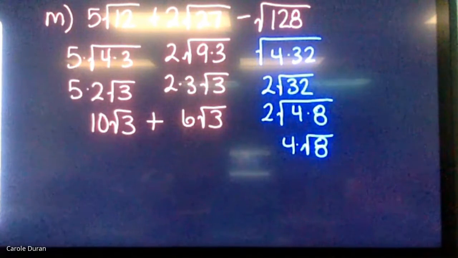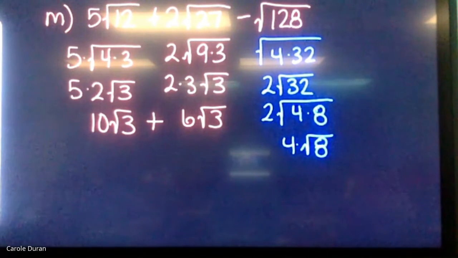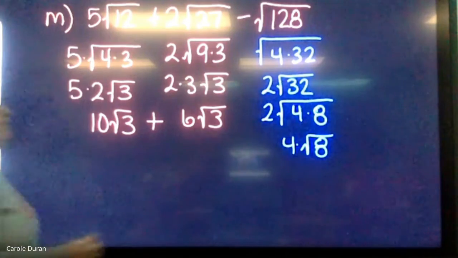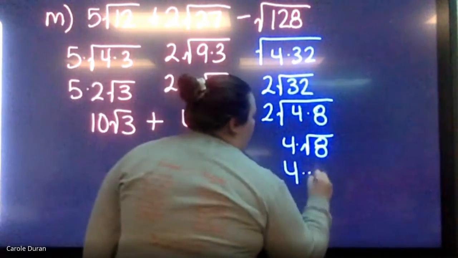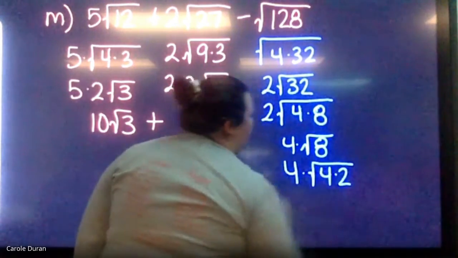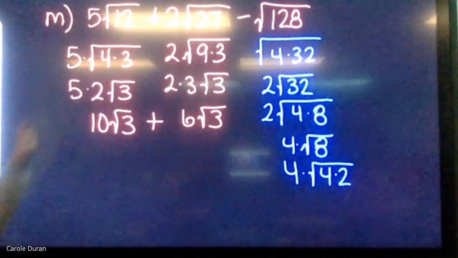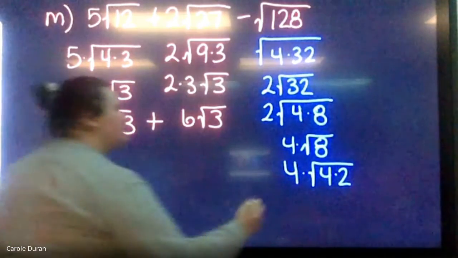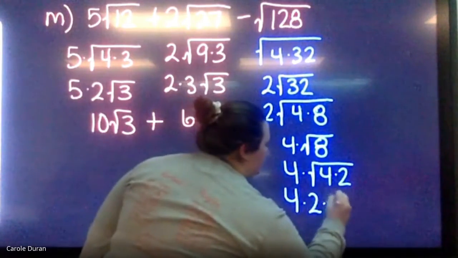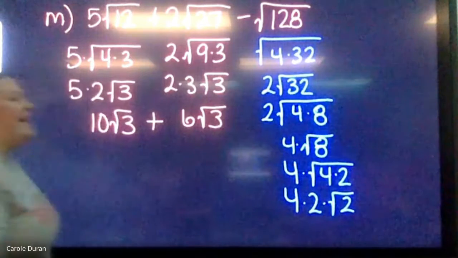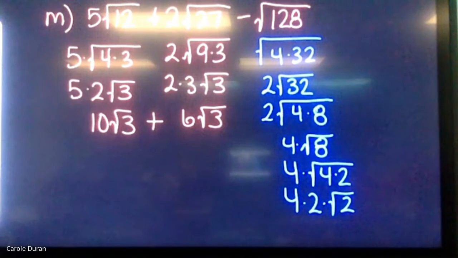Again, I don't think I'm done simplifying this radical. What else comes out of 8? Or what can be multiplied together to get 8? 4 and 2. So now this becomes 4 times the square root of 4 times 2. Again, I recognize that 4 is a perfect square, so I can take its square root and pull it out front. And I get 4 times 2 times the square root of 2. That is as simplified as I can go here, because the square root of 2 can't simplify anymore.